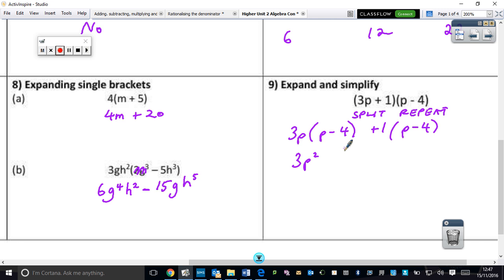I'm going to do 3p times 4. That's going to be 12p. But there is a minus there. So that was minus.